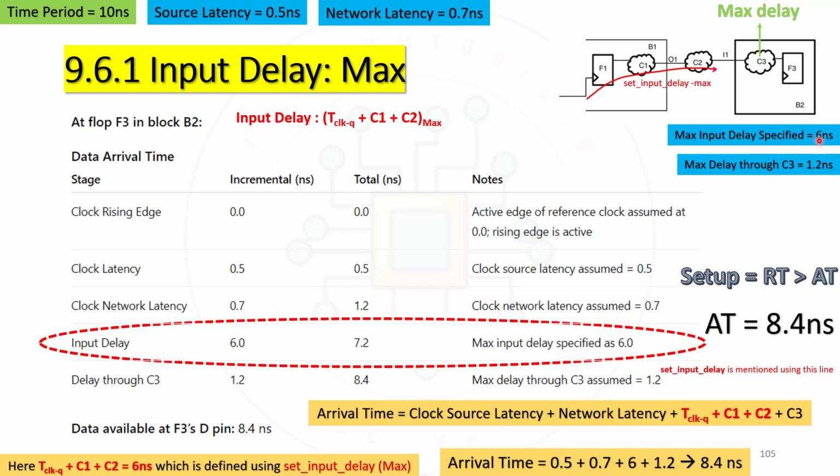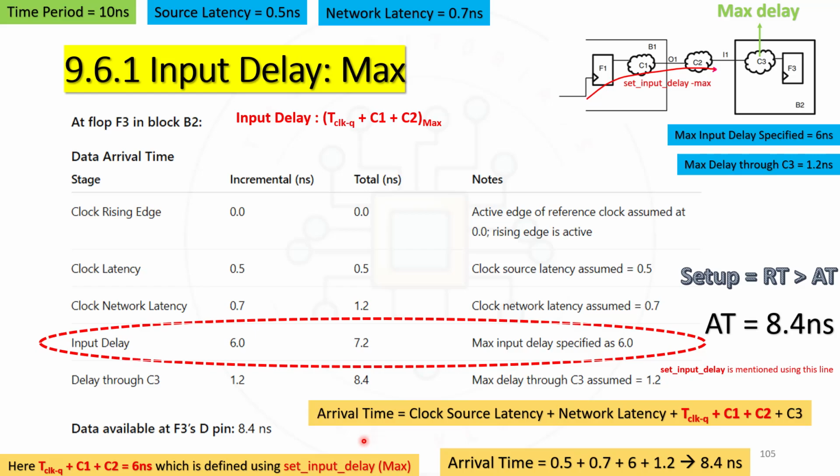Max input delay specified is 6 nanosecond, meaning this is the maximum delay, that is clock to queue delay followed by C1 and C2, which is 6 nanosecond, followed by the combo delay of C3, which is 1.2 nanosecond. So this 8.4 nanosecond is the total time taken by the signal to travel through clock to queue delay followed by C1 plus C2 plus C3. The time taken by that signal to reach the data pin of flip-flop 3 is called data arrival time, and that value is 8.4 nanosecond.